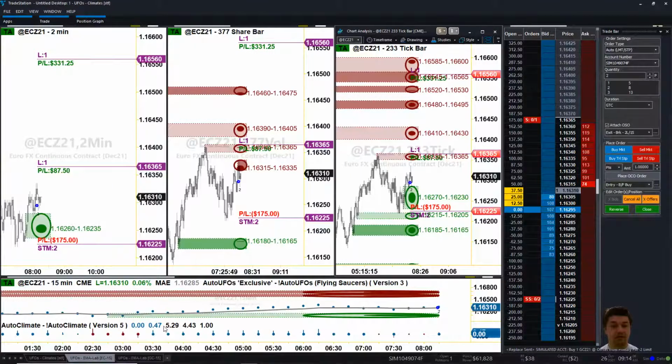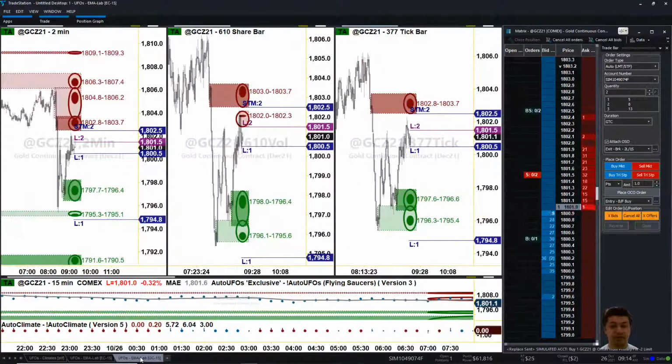All right, the euro not moving a whole bunch. That's okay. Gold might be giving us another opportunity here to get filled. The UFO is still intact. The stop is still looking okay. Nothing out of the ordinary there. It's a 10-tick stop, so $200 risk. $100 on the way down.